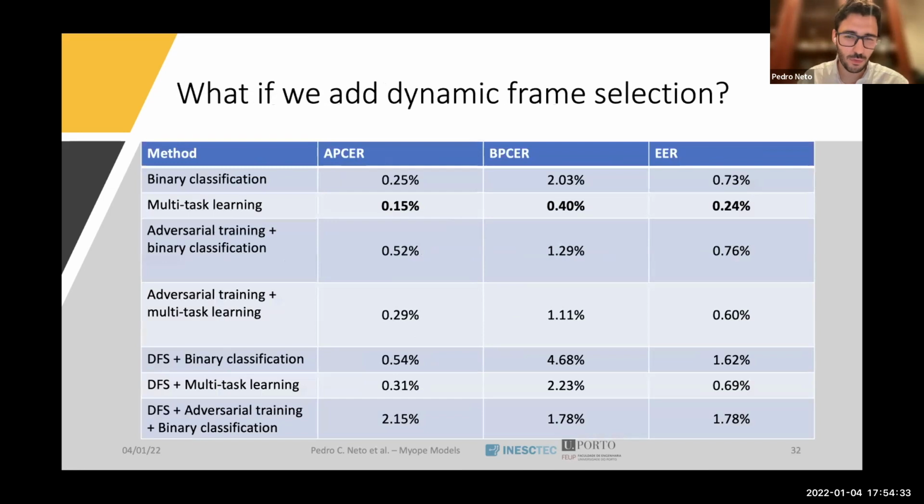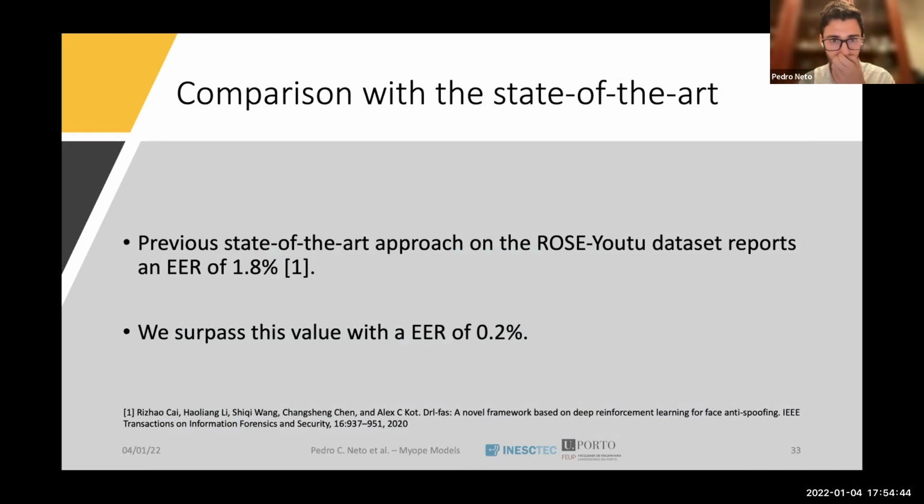So we also tried to add dynamic frame selection. The results didn't improve, and so we discarded this idea for further experiments. And I would also like to note that when compared to the state of the art, the previous state of the art, we reported significantly improvements in the equal error rate, at least for this data set, although this wasn't the main goal of this article.